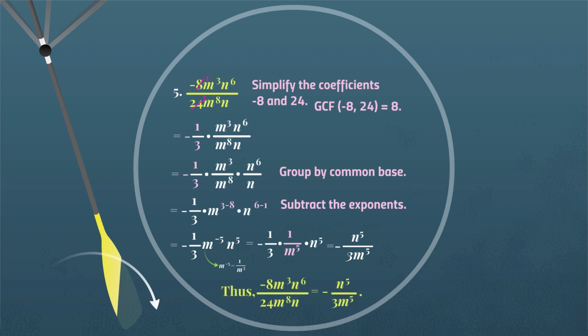Thus, the product of negative 8m cubed and n raised to the 6 over the product of 24m raised to the 8 and n is negative n raised to the 5 over 3m raised to the 5. Do you want more examples? Well, here's another one. Simplify negative 14x cubed y raised to the 6th z raised to the 4 over negative 28x squared y cubed z cubed.